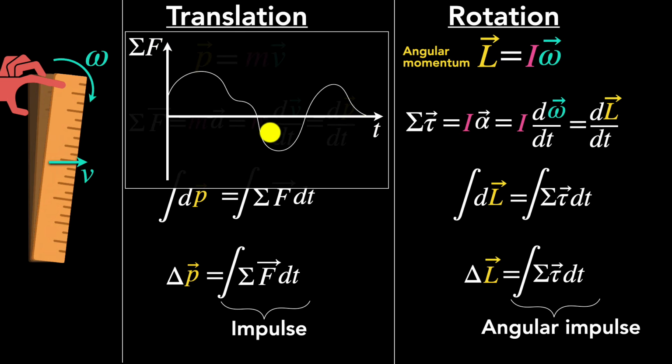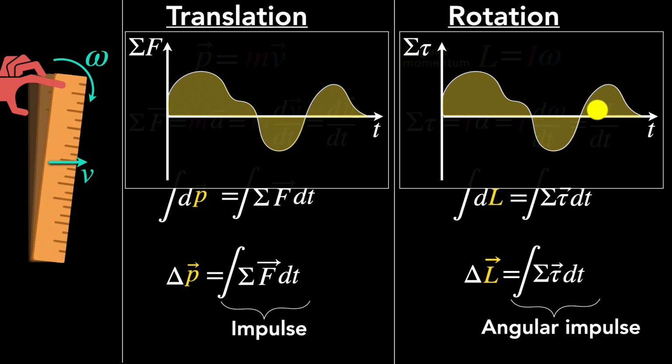Finally, if you were to plot a graph of the net force acting on an object versus time, then the area under that graph, the signed area under the graph, represents the change in momentum over that time interval, right? Because remember, integral is basically calculating area under the curve. Similarly, if you find the signed area under the net torque time graph, that gives you the change in angular momentum.